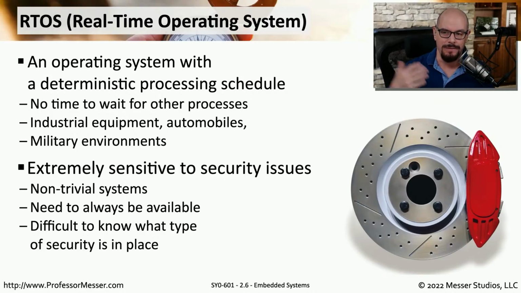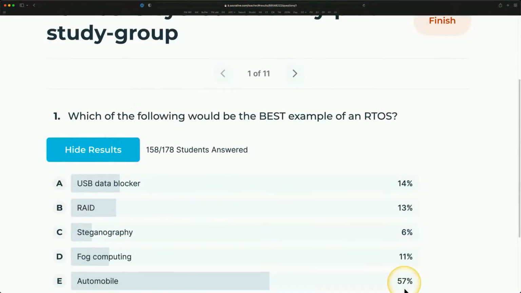These are very powerful systems. They're very specific systems. This is not Windows. This is not Linux or most versions of Linux. There are some Linux kernels out there that are designed to be more of a real-time operating system. So you're starting to see different operating systems that can provide some of these real-time features for you. That's what we were looking for. The best example of an RTOS, a real-time operating system, is an automobile.